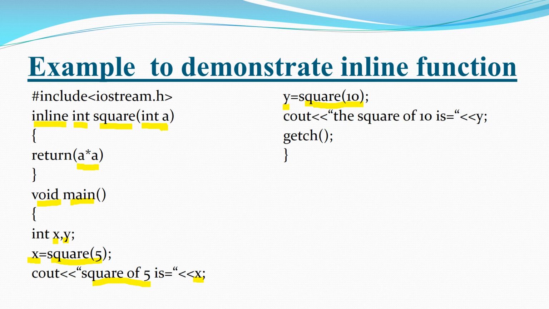See, the output is printed: the square of 10 is 100. This is how the inline function is being processed. Here you need to clearly observe that the complete body of the inline function has been copied into the calling function. So we require more memory. This is how the program works for an inline function.